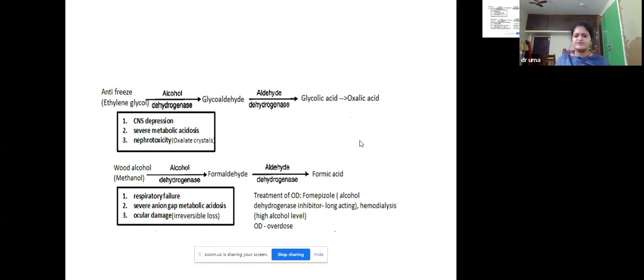So the treatment is fomepizole, which is an alcohol dehydrogenase inhibitor and is a long-acting drug. Hemodialysis is used in severe cases. So fomepizole is the antidote, both in methanol and ethylene glycol poisoning.